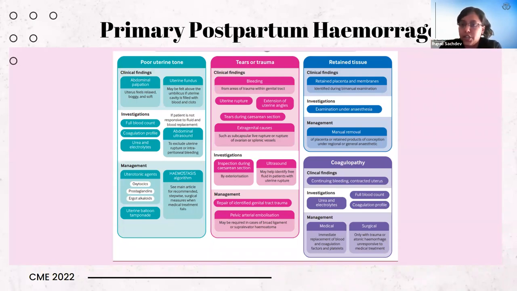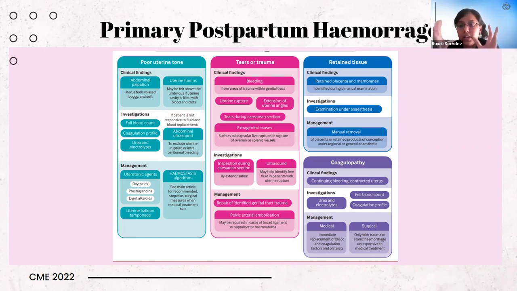Third cause, retained tissue. Again, if you have retained placenta or membranes, you can identify using bimanual examination. Investigation, the only option is you have to examine the patient under anesthesia. And management is you manually remove any products of conception that are left behind.